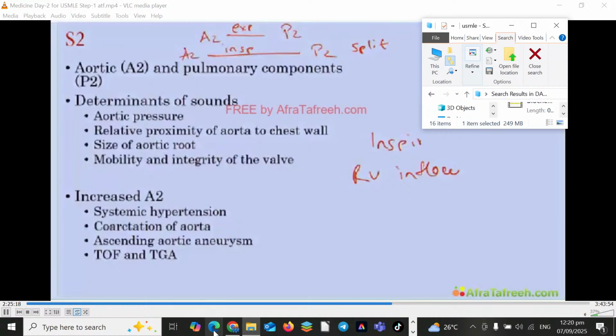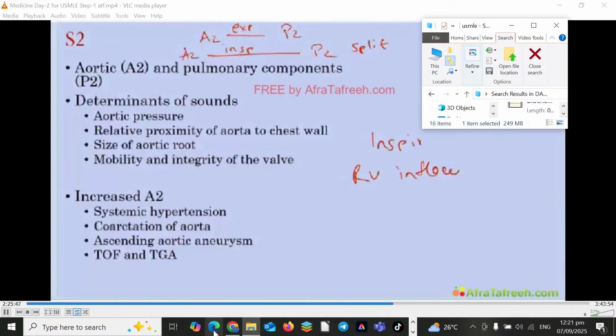So how does this sound? It's like lub-dub, lub-dub, lub-dub. This is your normal sound. Your lub is your apical sound, your mitral and your tricuspid. It is your S1. And dub is your S2. So it goes lub-dub, lub-dub, lub-dub. And suddenly, when you take a deep inspiration, it becomes lub-dub, lub-dub. This dub is the splitting of your second sound.